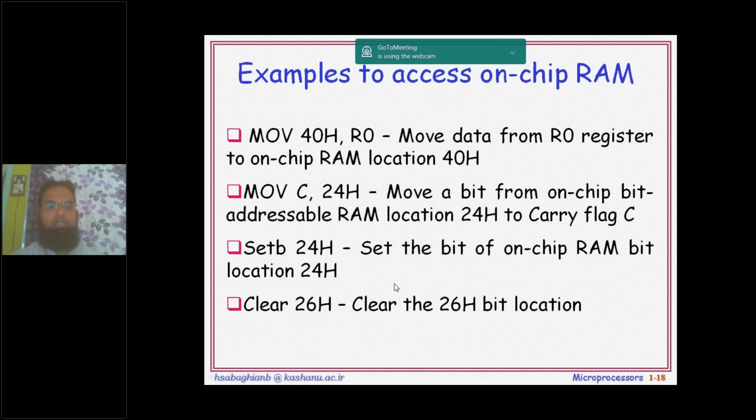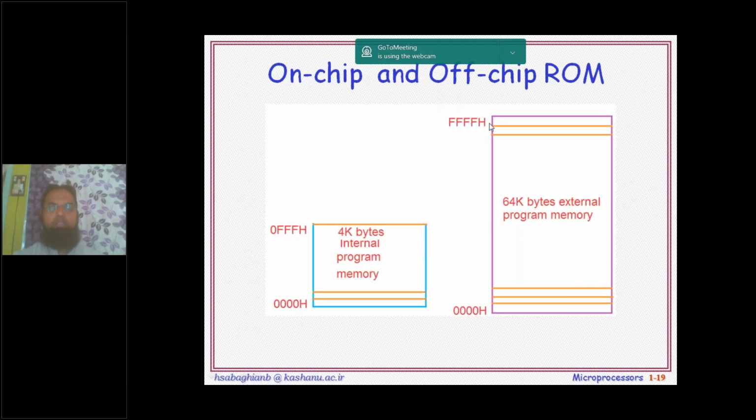execution of this instruction. Now see here how much of the on-chip and off-chip ROM, meaning program memory, is available. This is a total 4 kilobytes of on-chip ROM used to store the program, and if it is not sufficient, you can make use of external memory also. And how much external memory can we use? 64 kilobytes. So its address range is 0000 to FFFFH.